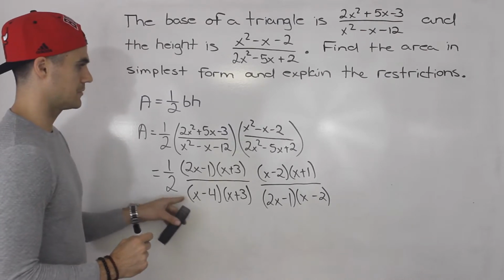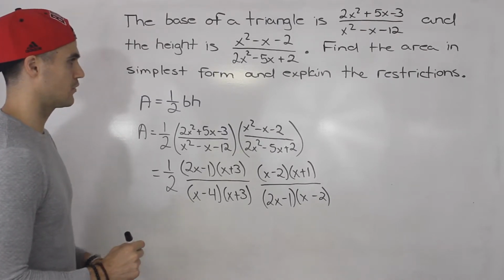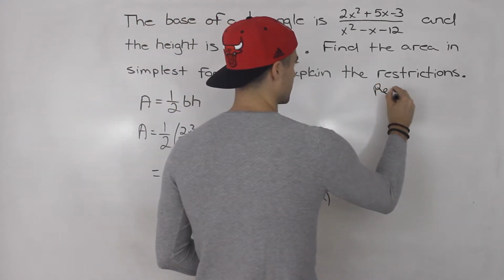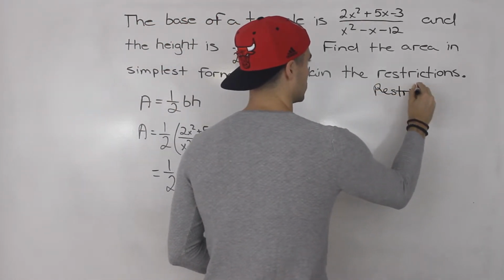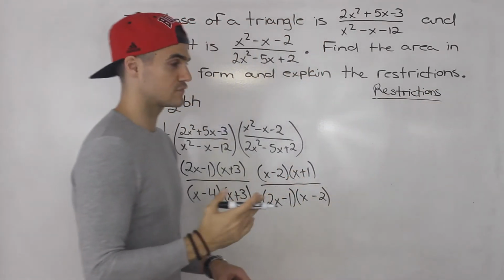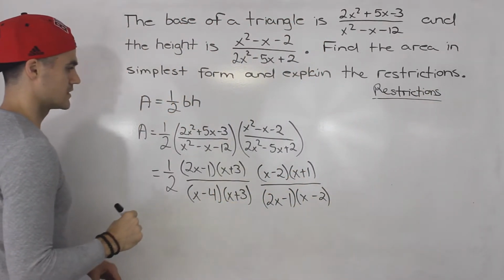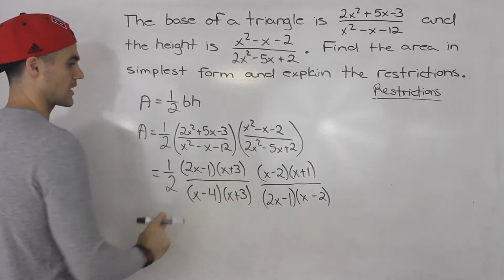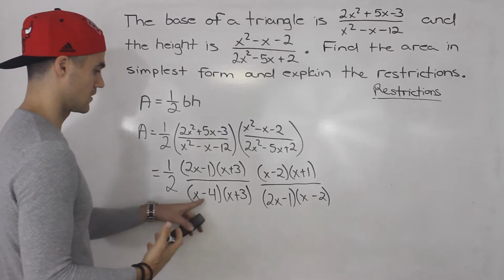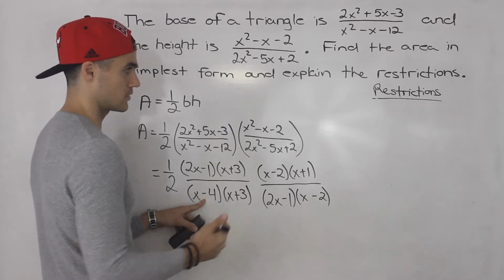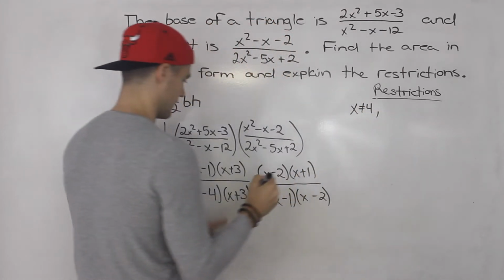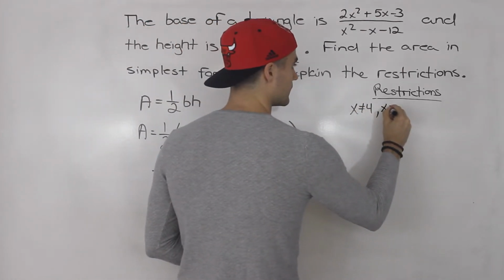Now, we're going to be able to simplify here, but before we do, I would actually get the restrictions at this point. Remember what the steps are. First, you want to factor everything, and then before simplifying, you want to get the restrictions. So notice that we're multiplying rational expressions, so we figure out when does the denominator equal 0. Well, notice here, x cannot equal 4, and then x cannot equal negative 3.